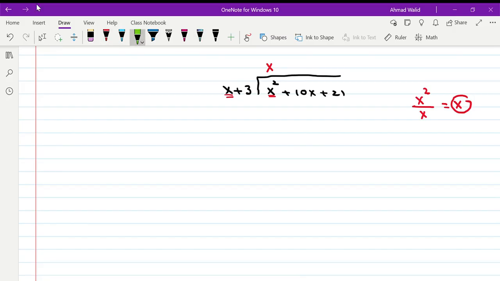Now, distribute this term. When I'm saying distribute, it means multiply. And write your answer under the dividend, correct? X times x gives you x squared. Positive times positive gives you positive. X times 3 gives you 3x. Now, when we divide, we subtract in this step, right?